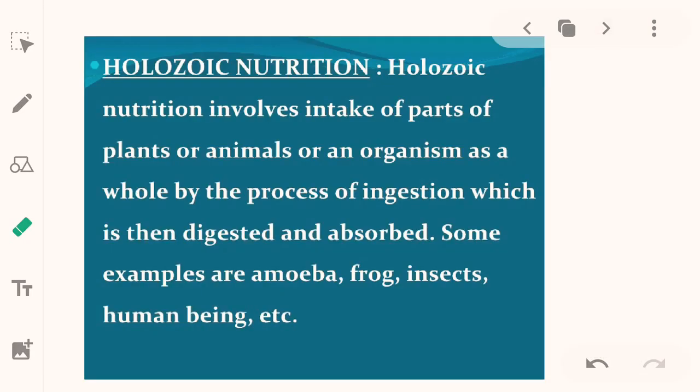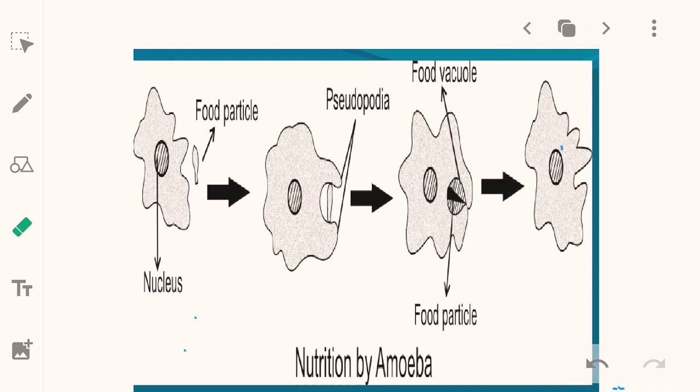Now, holozoic nutrition. The nutrition involves the intake of parts of plants or animals, or an organism as a whole, by the process of ingestion, which is then digested and absorbed. Some examples are amoeba, frog, insects, human beings, etc. Some organisms break down the food outside the body, then absorb it. They are fungi, bread mold, etc.